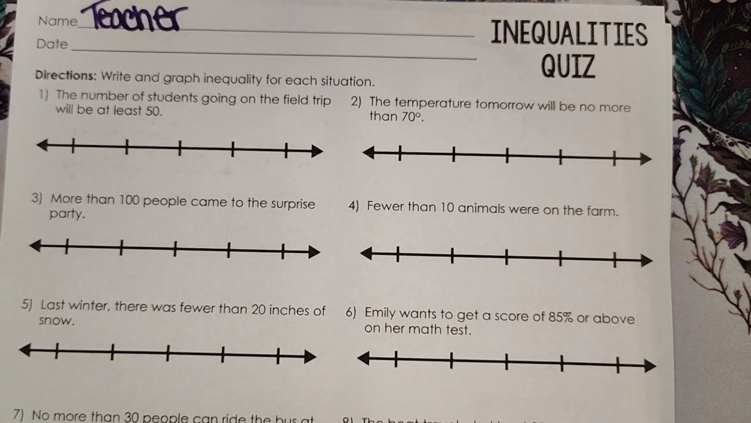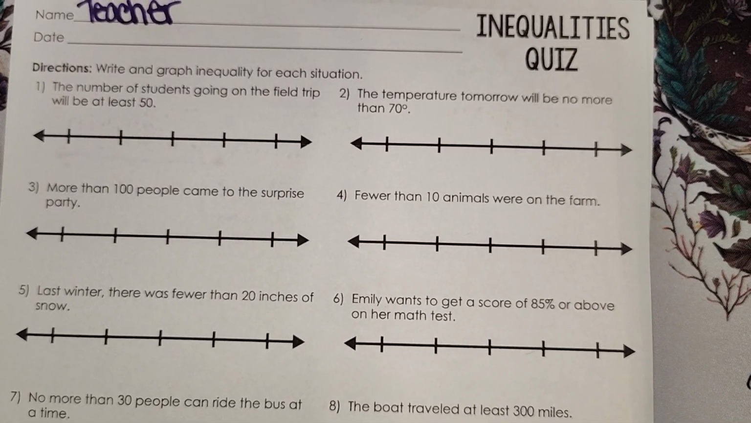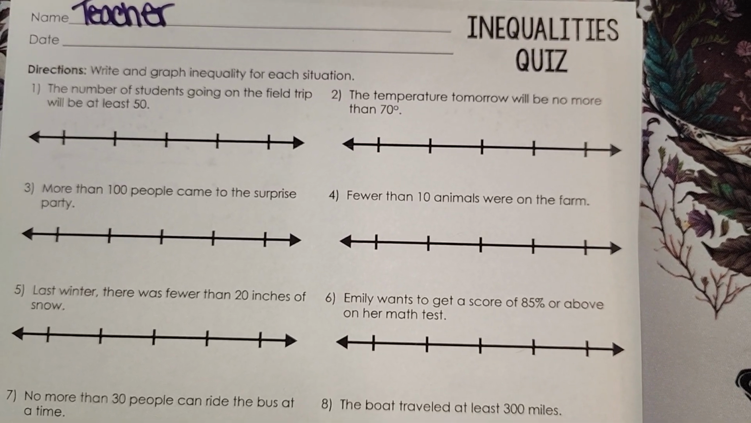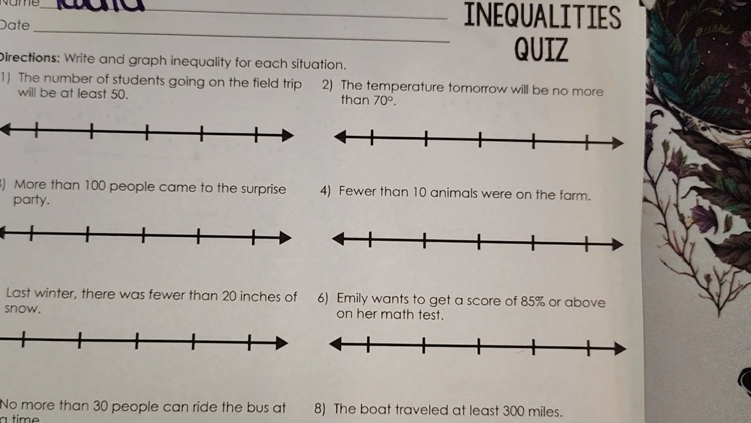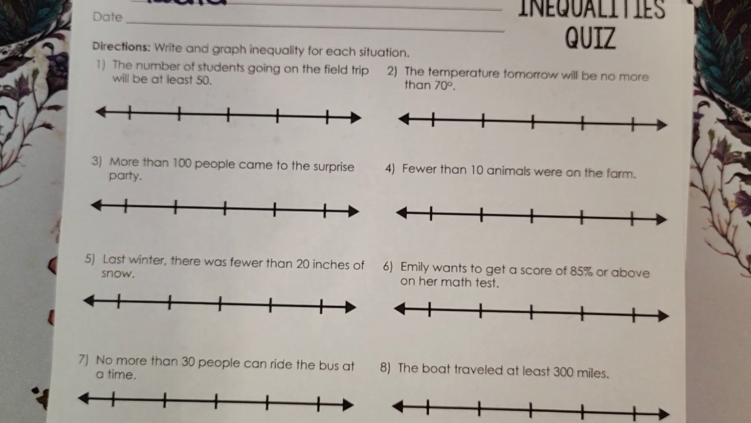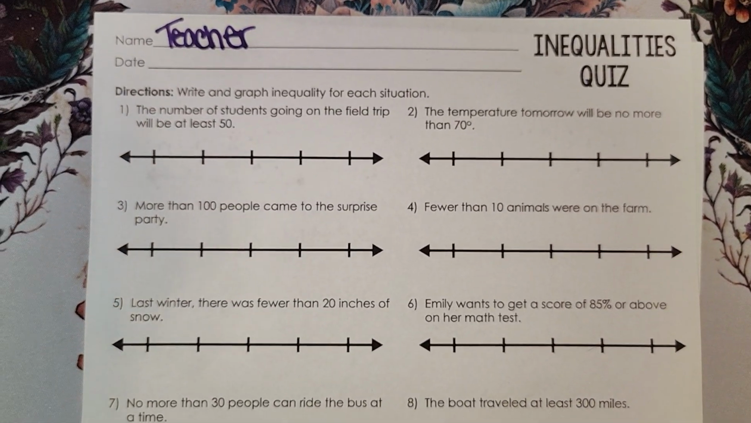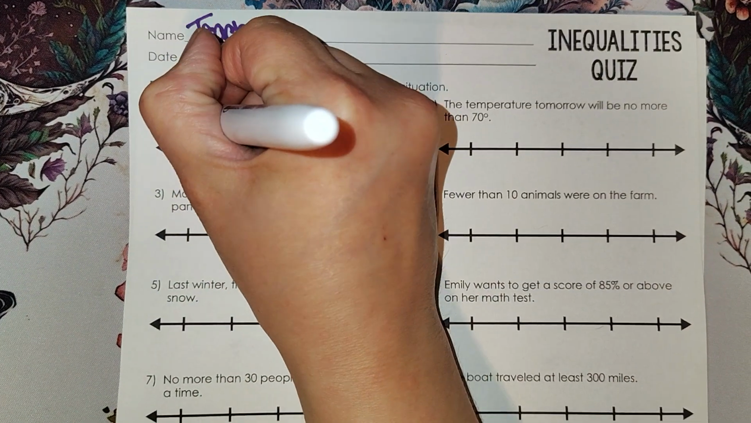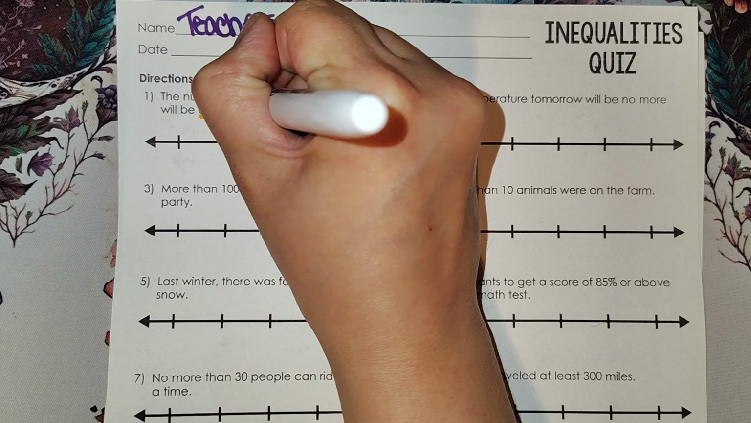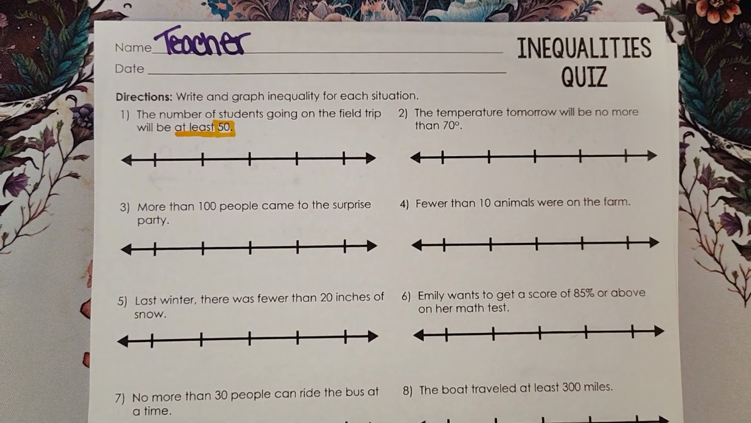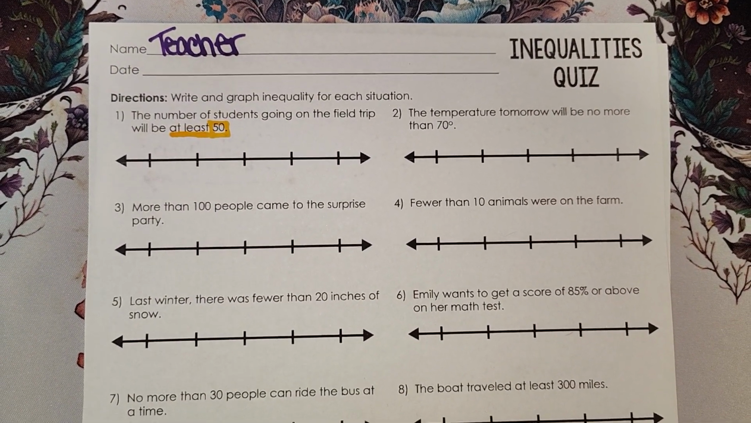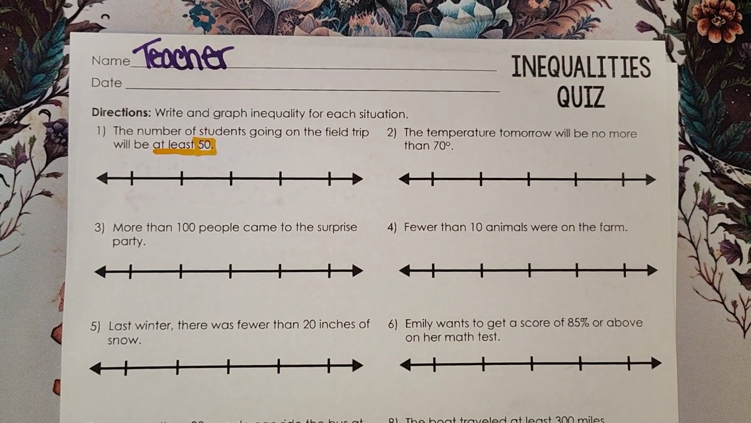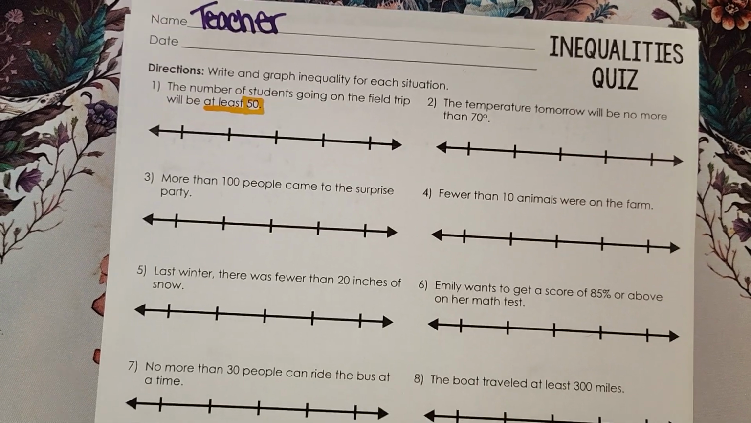So, number 1 through 8, you're going to write and graph the inequality for each situation. Remember, we want to box and underline our keywords. I will do the keywords for number 1 with you guys, even though I said I wouldn't. So the number of students going on the field trip will be at least 50. So this is where you want to get your notes out, where it has your keywords. That's super, super, super important. You'll do that 1 through 8.